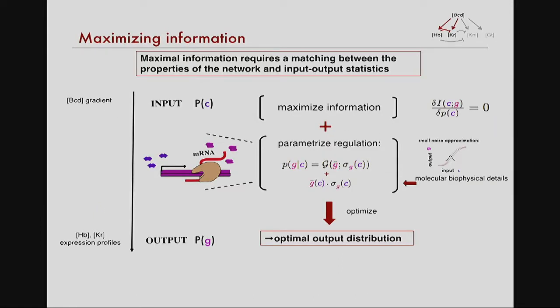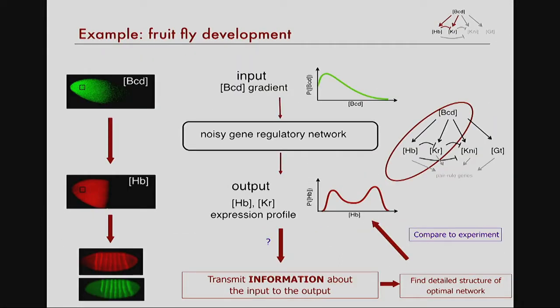Okay? And we'll actually see that, maybe. But we'll see that in the first step from bicoid to hunchback, you actually only transmit 1.5 bits of information. And maybe we'll get to see that in a bit more detail. But this is just one kind of application of this.